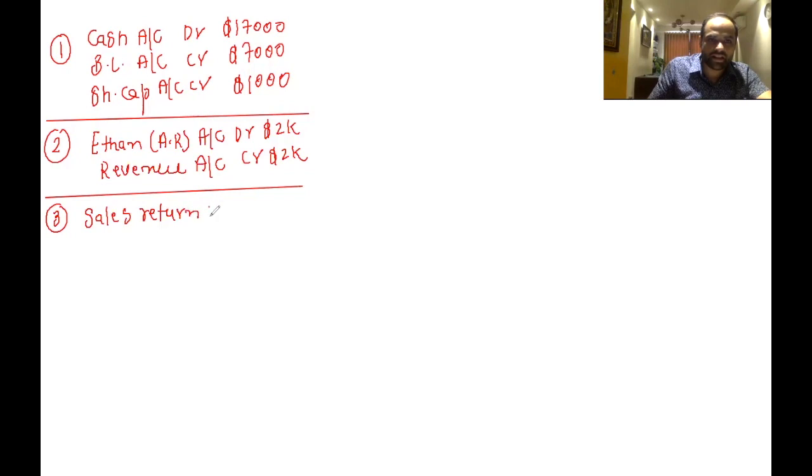Sales return account debit. Amount is 25%. 25% will be 500. And what is credit? Cash credit. Why cash? Because you have to give the money back. Did you take money from Ethan before? No. So no cash. So what will be credit?